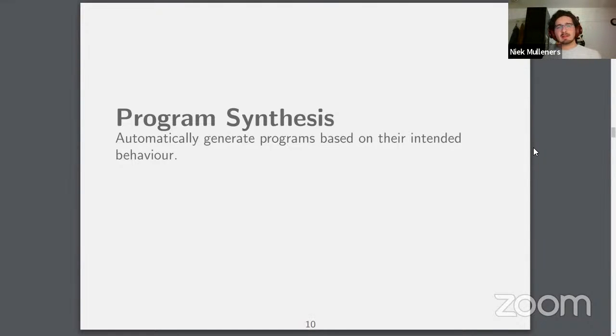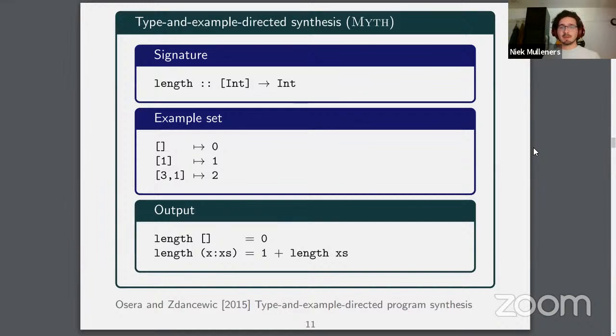And of course, we know the intended behavior of our function because we have model solutions. And these model solutions are not really a concrete specification, but they have a type signature, and we can use them to generate input-output examples. So together we have types and examples. So perhaps we can use type and example directed synthesis, such as the MYTH synthesizer, which works kind of as follows. You have a signature like length from list of int to int, and then a set of examples, and then the output is a program that adheres to this specification.